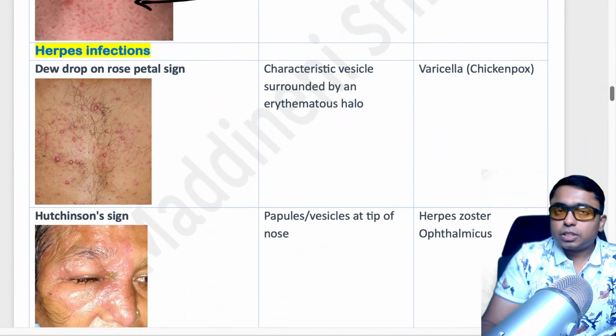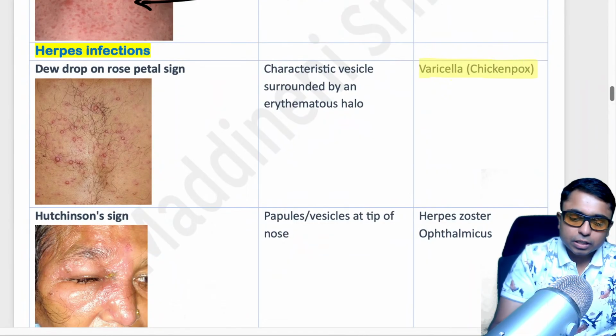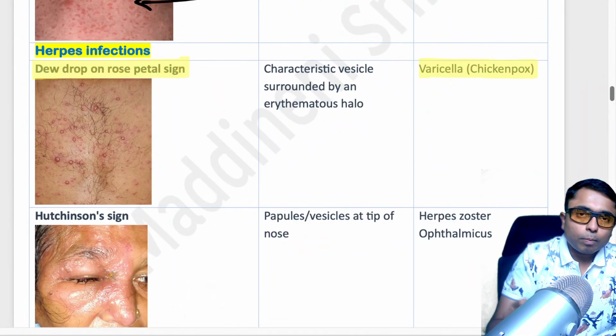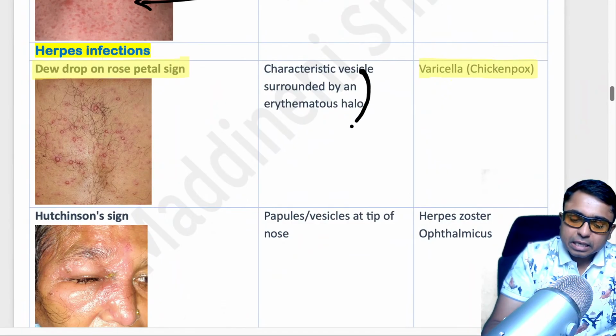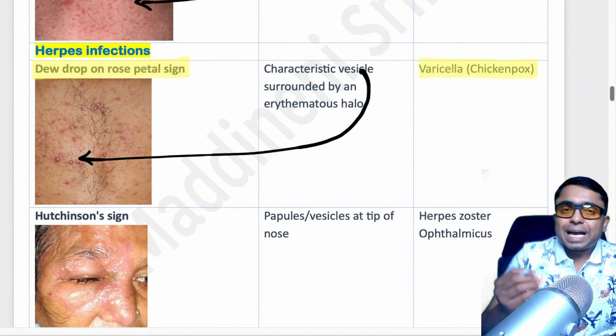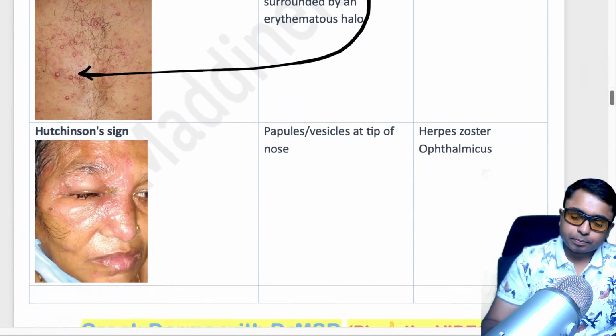Next is in the herpes infections, varicella, chickenpox, which is due to the varicella zoster virus primary infection. We have this dewdrop on rose petal appearance, which simply means the vesicles are present on an erythematous base, giving rise to this dewdrop on rose petal appearance.